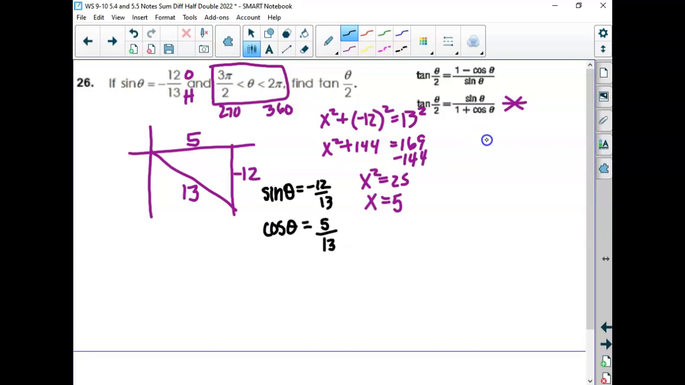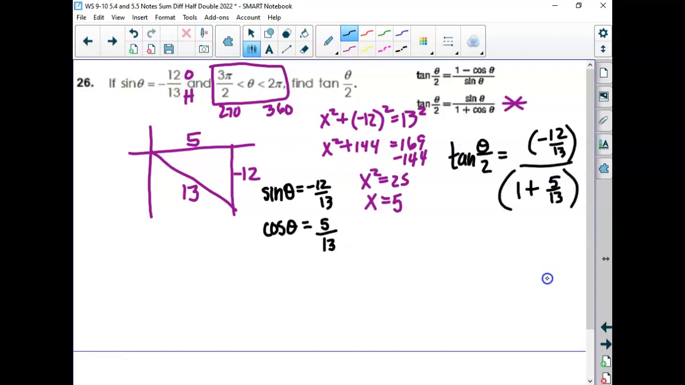So if we're using this one, it says to take the sine. I'm going to write what we're doing. We're doing the theta over 2, and it's the sine, which is negative 12/13, divided by 1 plus the cosine. Anytime there's a fraction bar, you have to do the whole top and the whole bottom and then divide. So we end up with negative 12/13 over, this would be 13/13 plus 5/13 is 18/13.